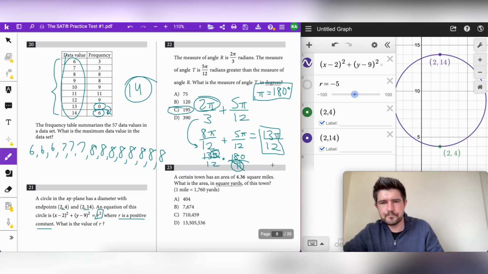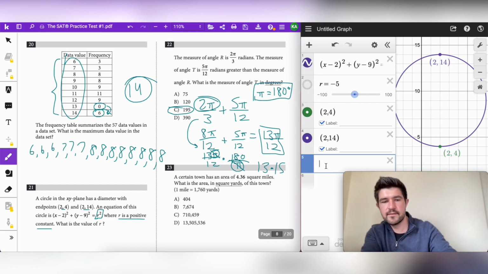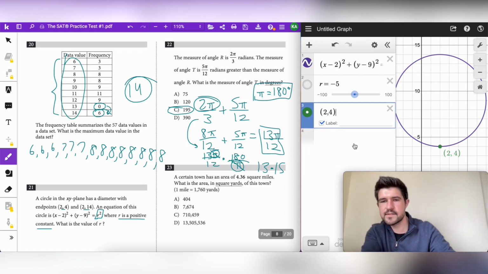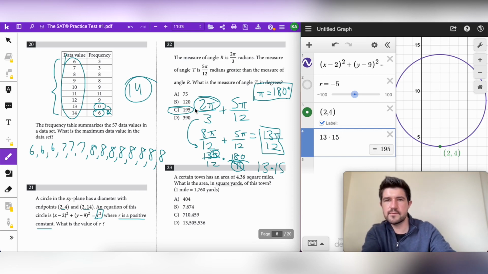Yeah, 15. And so I end up getting 13 times 15, and 13 times 15, if you do it out, I'll just show you right here. 13 times 15, and we get the same answer as before. I don't know if you saw that, 195. So 13 times 15, 195, that's the number of degrees, and we get C.